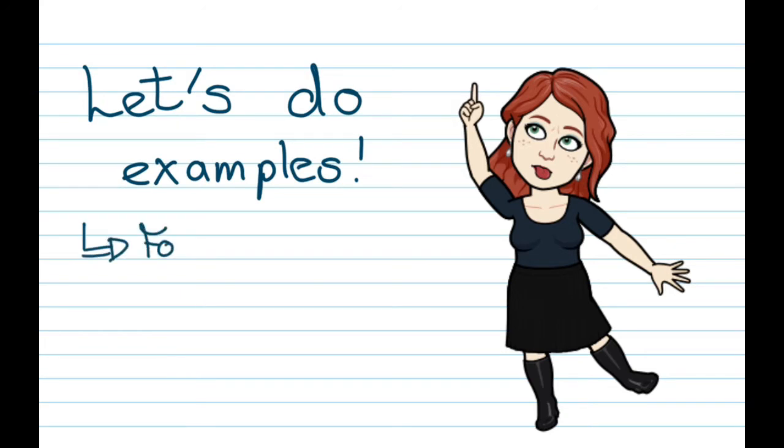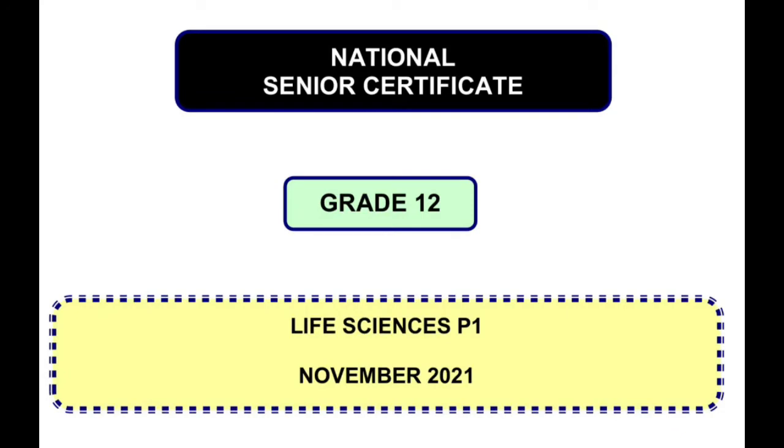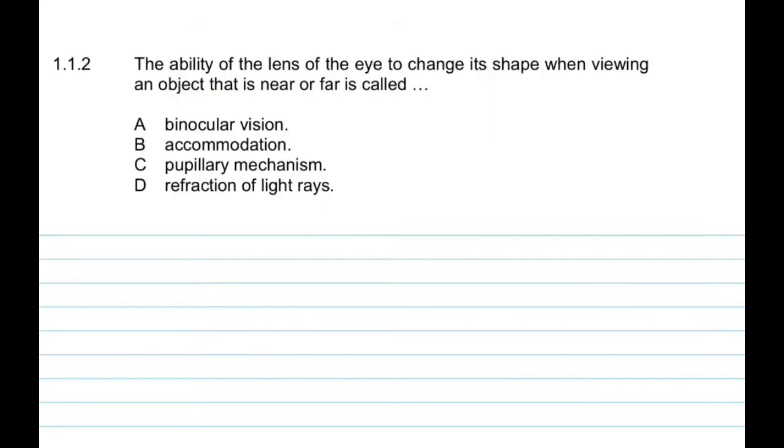So let's do some examples. And all we're going to do now is try and focus on whether it's light or distance. Is it the pupillary mechanism or accommodation? Our first example comes from paper 1 in November 2021. It was a multiple choice question. And in this question they're saying, the ability of the lens to change its shape when viewing an object that is near or far is called, now remember, near or far, that is about distance, which means we're looking for that D in accommodation.